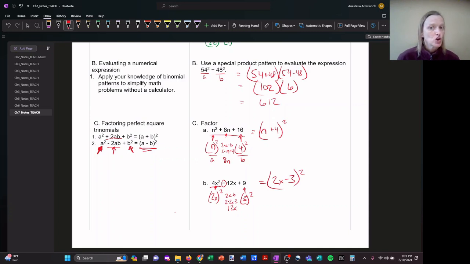Of course, if we're not totally sure, we can always do FOIL. We can always do the distributive property to multiply the values back out and check to make sure that we get back to our original polynomial.